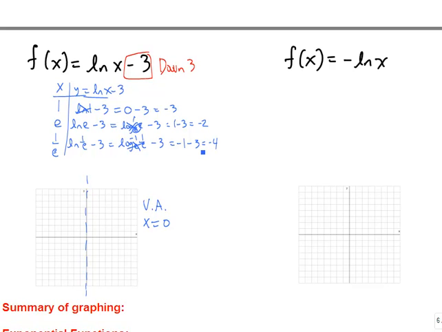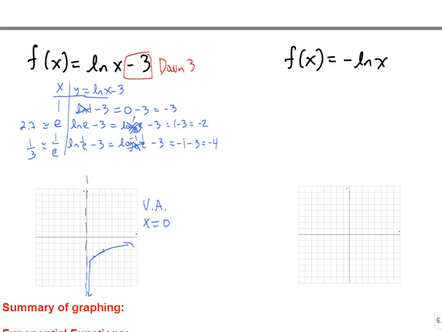So my 3 points to plot: 1, -3. E, which is about 2.7, -2. So go over 2.7, down 2. And then 1 over e, which is about 1/3, -4. So go over about 1/3, down 4. So there's my 3 points. It's rising to the right, and it's going to skim that asymptote on the left. So there's my graph.